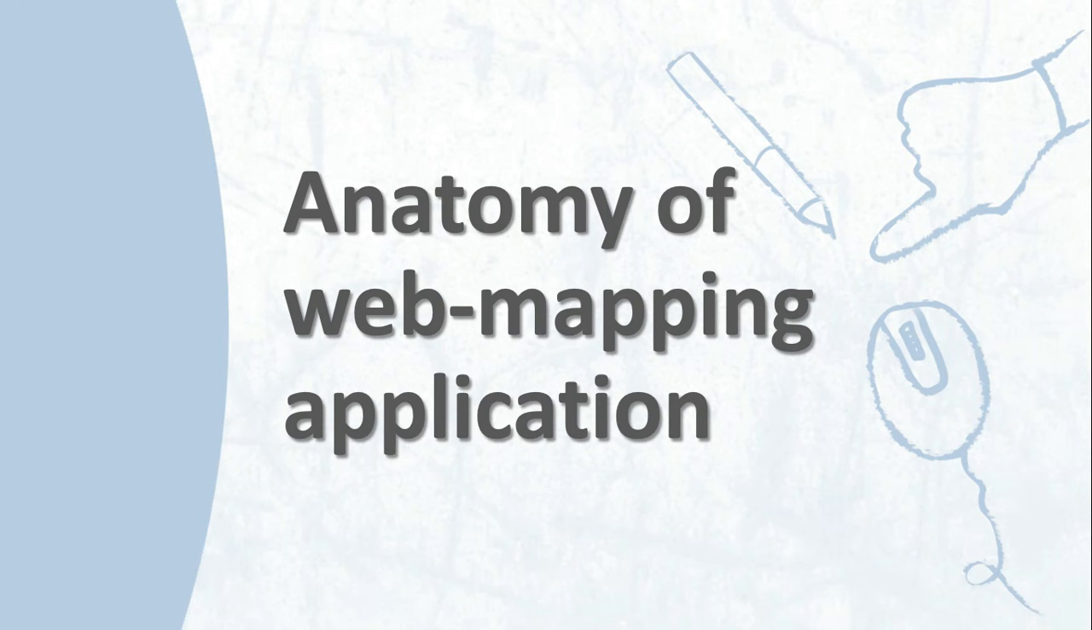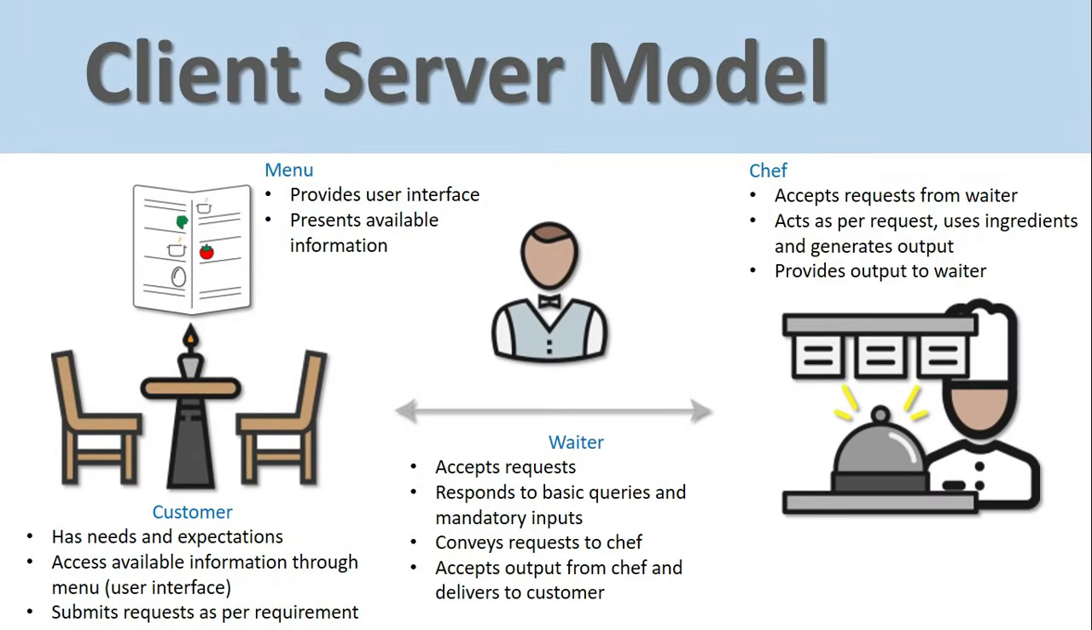The most famous and easiest way to understand the client-server model is with the example of a restaurant. Even I learned the client-server model with the same example. Here, the customer is like an end user. The customer has needs and expectations. He can explore the servings and offerings through the menu provided by the restaurant. The customer identifies the required food from the menu and places the order with the waiter.